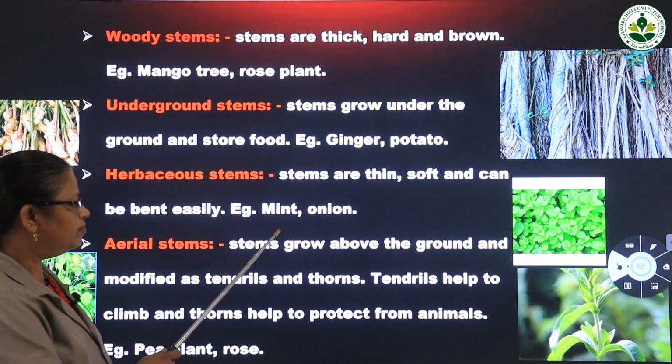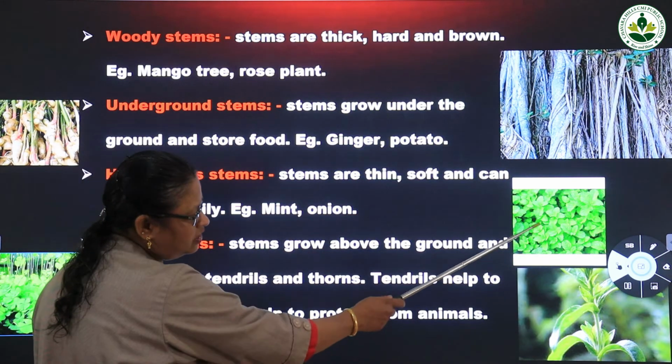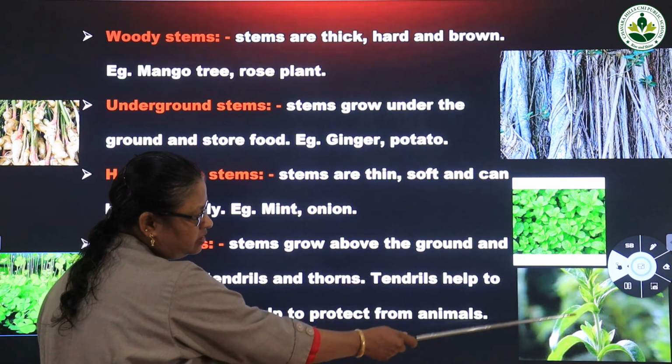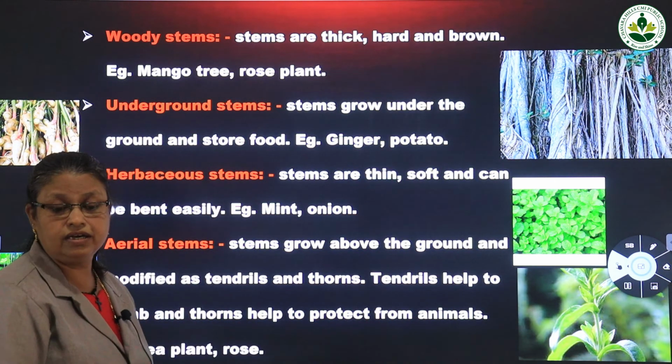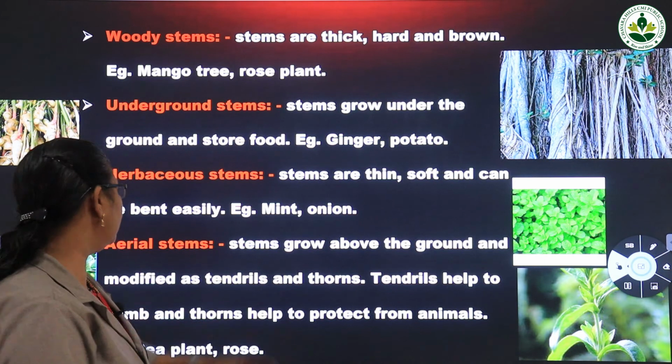For example, mint and onion. So mint leaves. Okay, this is also a herbaceous plant. The stem is very tender. We can break it and we can bend it.